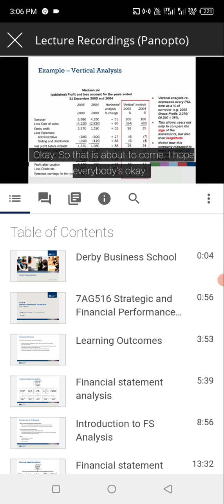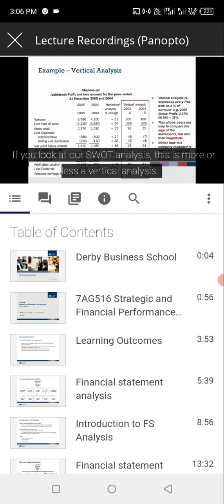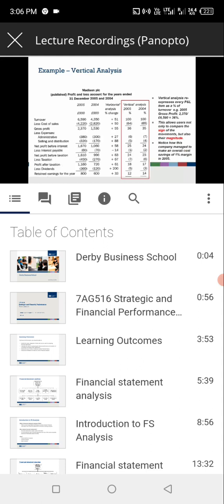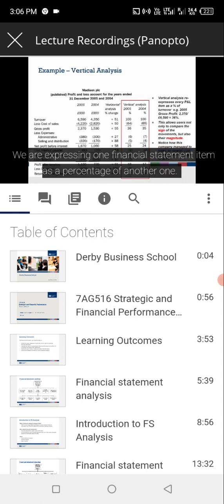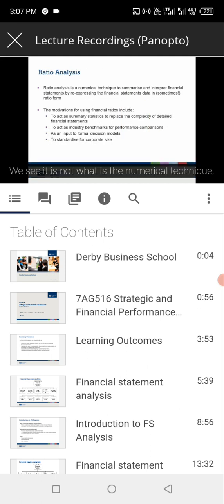Okay, so that is vertical. I hope everybody's okay here now. All right, this is just to tell us, if you look at ratio analysis, it is more or less a vertical analysis. We are expressing one financial statement item as a percentage of another one. Is that okay? So when we get to ratio analysis now, here we say it is just what?